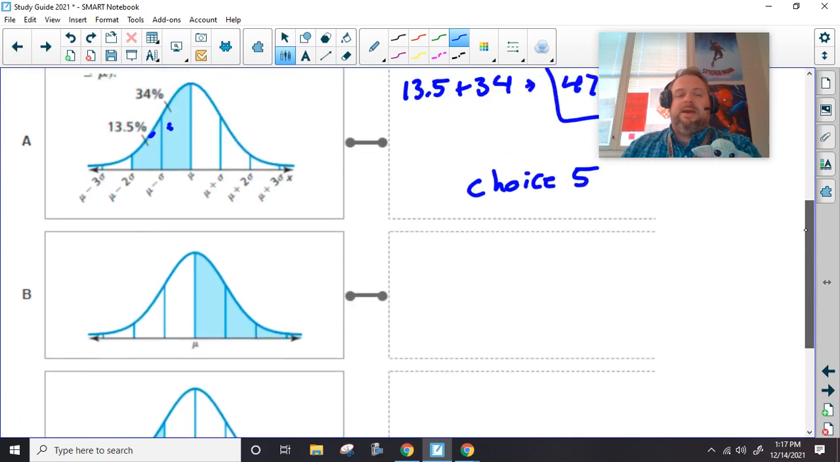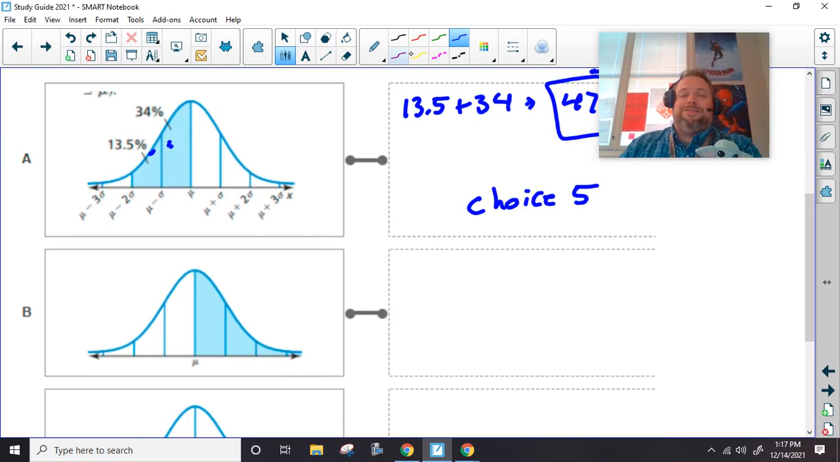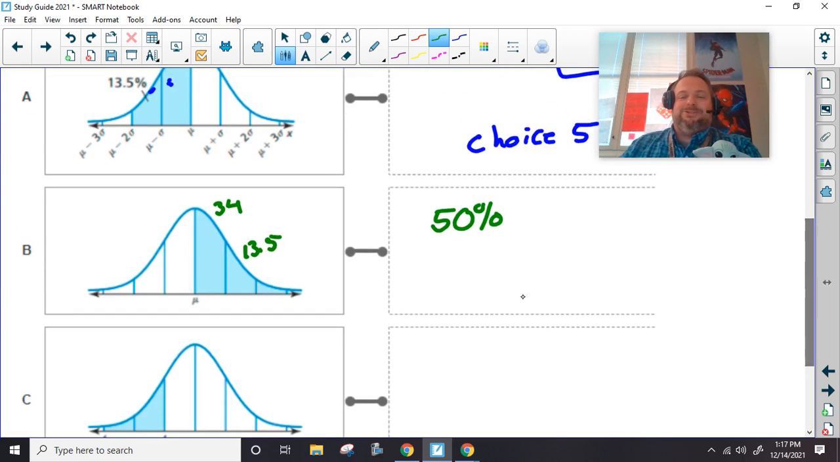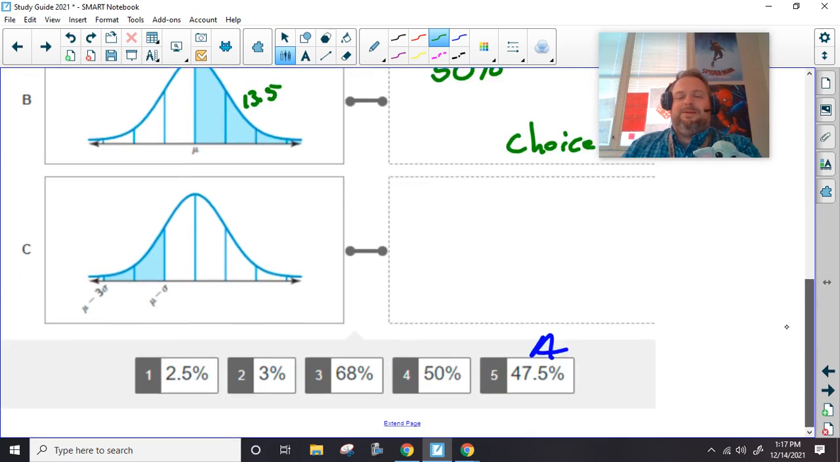Okay. Now, the next one. It looks like half of this thing is shaded in. You actually could sit there and add these up, but it covers half the thing. So this is 50%, which is choice 4. Okay, this is B.